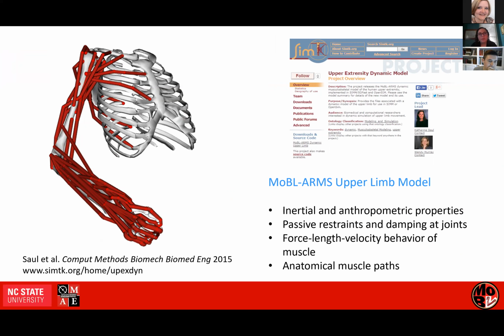So we have developed a series of upper limb models, which are the most widely used upper limb models in the world. They incorporate the inertial and anthropometric properties of the upper limb, and can be scaled to represent people of different sizes. We include passive restraints and damping at the joints that represent those ligamentous structures that I described, and the force, length, velocity behavior of muscle for all of the muscles crossing the shoulder, elbow, forearm, and wrist. And of course, anatomical muscle paths. And this is made publicly available. All of our models and all of the computational tools that we develop are made publicly available and shared with our community.